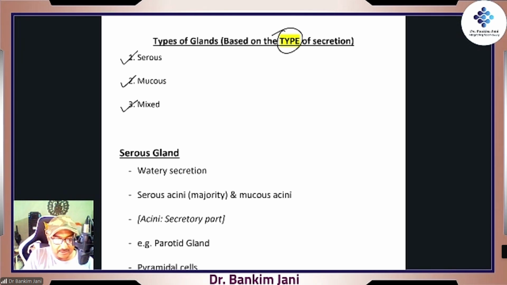situated. When it comes to serous, serous is like water. Remember, serous is like water. It is a watery secretion. So serous acini are the majority, most of them, and then mucus acini.